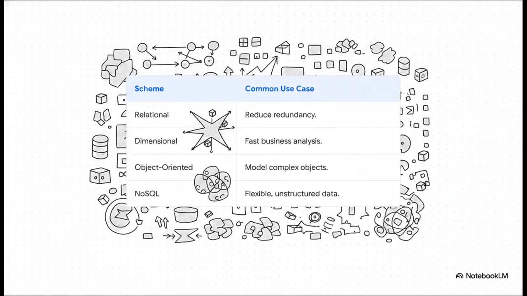This table gives us a great little overview. You have the classic workhorse, relational models. They are all about data integrity and cutting down on redundancy. Then you've got dimensional models, which are built for one thing and one thing only, speed, making them the absolute foundation of business intelligence. And then, of course, you have all the modern NoSQL styles, which are designed for the massive flexibility you need to handle today's complex, often unstructured data.